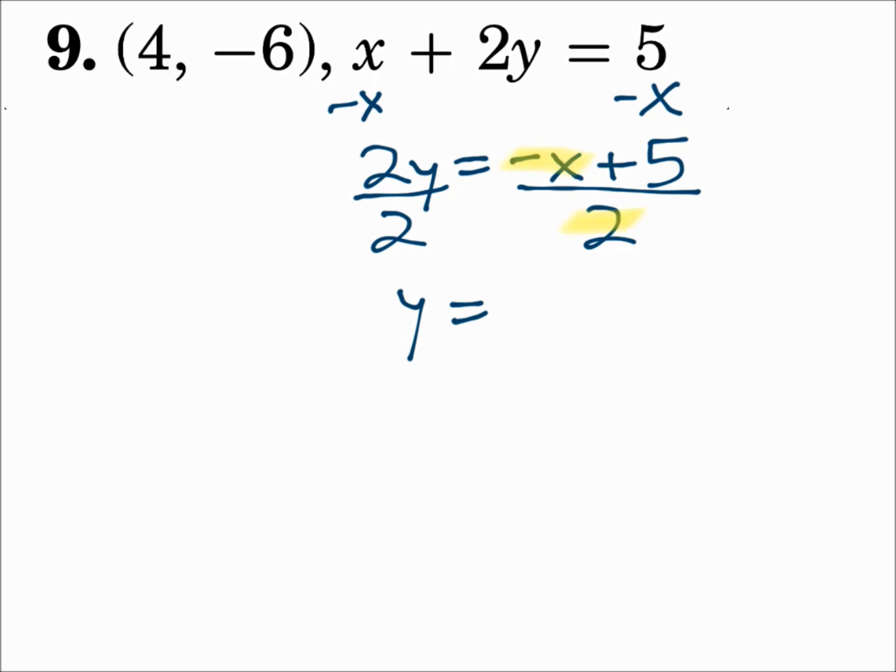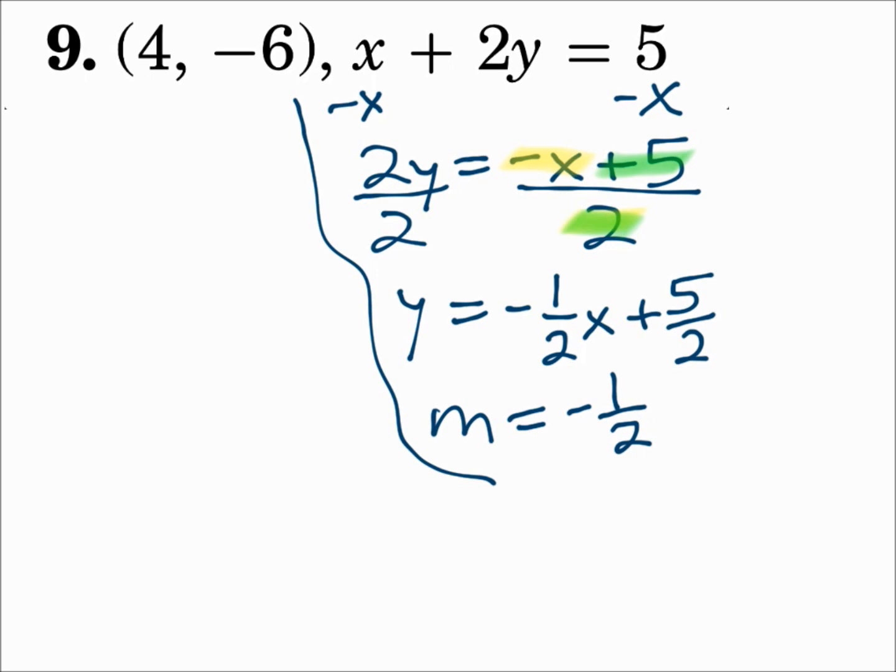-x divided by 2, that's a -1x divided by 2, which is -1/2 x. And then 5 divided by 2 is 5/2. So y equals -1/2 x plus 5/2. We need the slope of that line because parallel lines have the same slope. The slope is -1/2. The slope is the m when it's in the form y equals mx plus b. Now use -1/2 and the point they give you to find b.